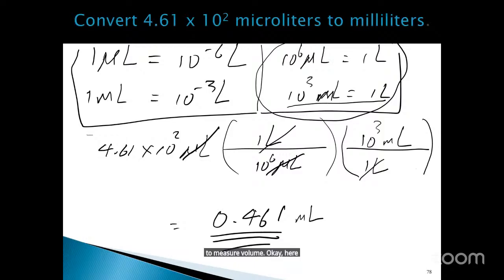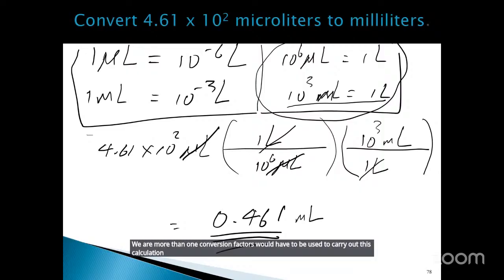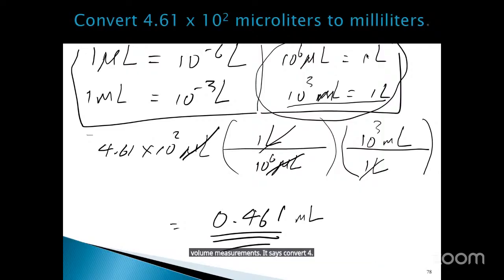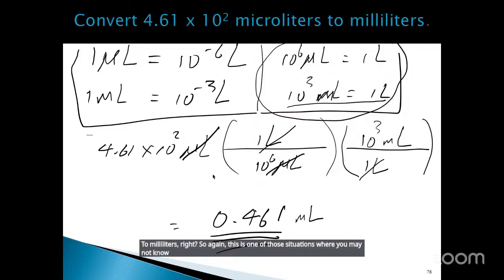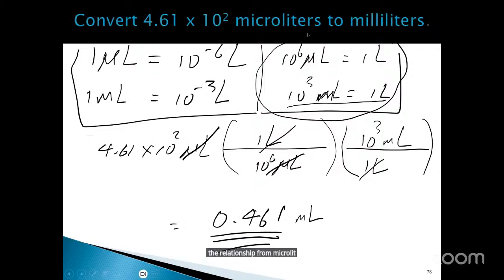Okay, here is another example where more than one conversion factor would have to be used to carry out this calculation using volume measurements. It says convert 4.61 times 10 to the 2 microliters to milliliters, right? Again, this is one of those situations where you may not know the direct relationship from microliters to milliliters, but we do know that 10 to the 6 microliters is equal to 1 liter, and 10 to the 3 milliliters is equal to 1 liter. So what we can do is convert from microliters to liters, and then from liters to milliliters.